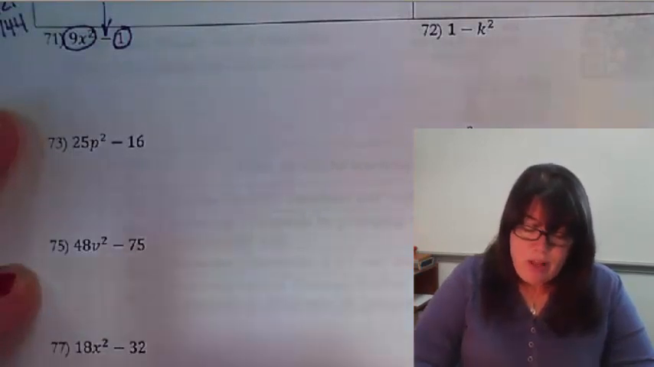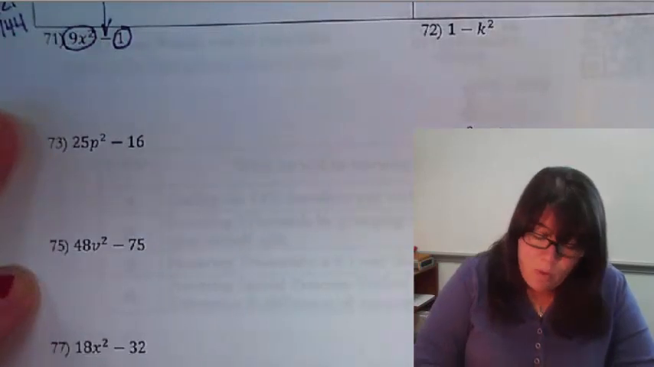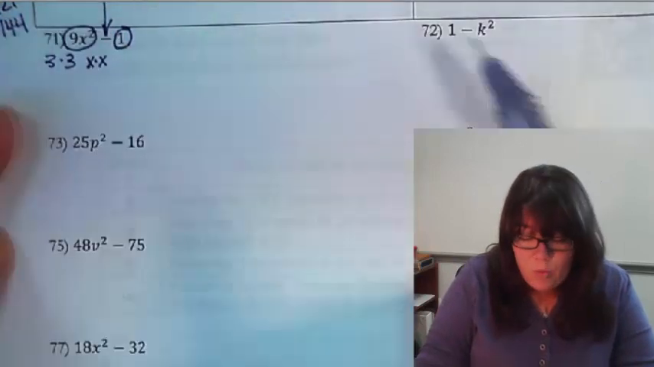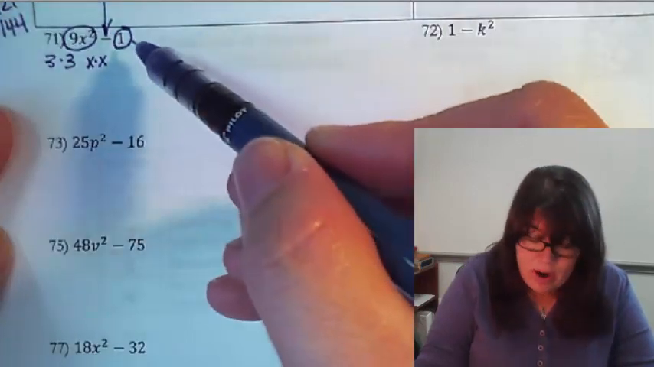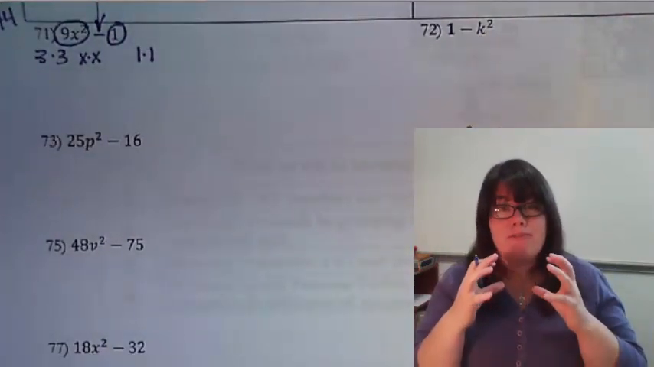I have 2 terms. They're being subtracted. Is everything in the problem a perfect square? Well, 9 is a perfect square. It's actually 3 times 3. x squared is a perfect square. It's actually x times x. And 1 can be a perfect square. It's actually 1 times 1. So you've got to break it down into the root of every term.